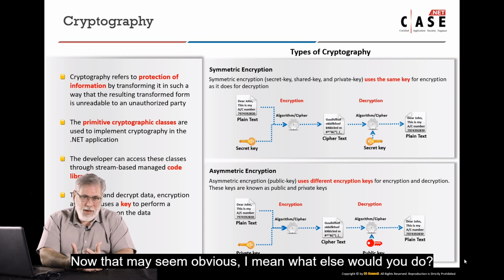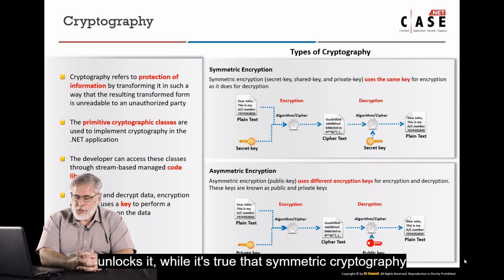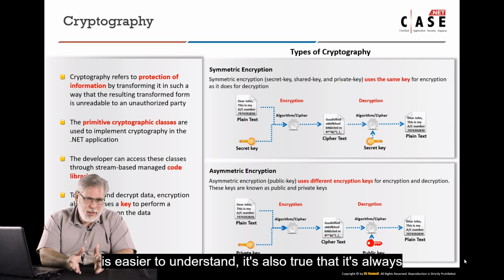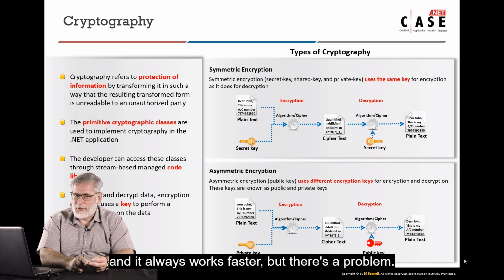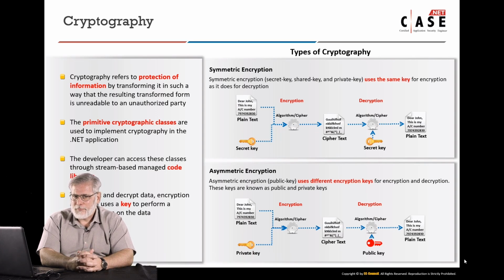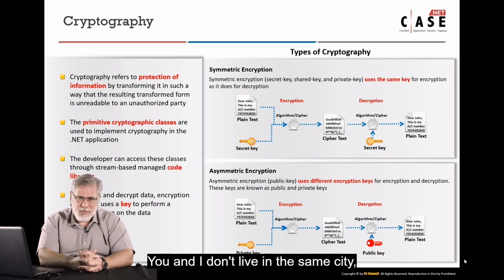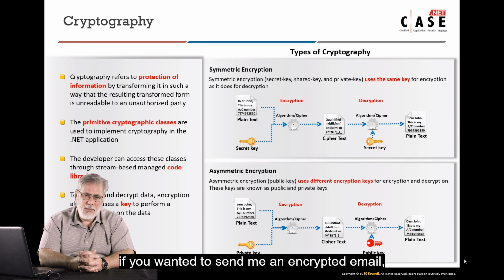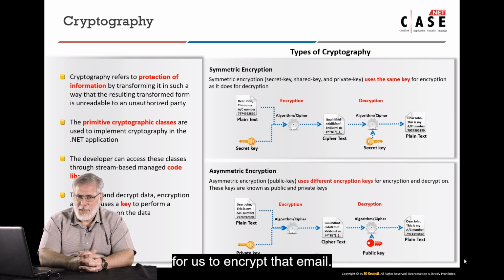Now that may seem obvious. I mean, what else would you do? If I lock my house with a key, well, that same key unlocks it. Well, it's true that symmetric cryptography is easier to understand. It's also true that it's always as secure as the asymmetric, but with a smaller key, and it always works faster. But there's a problem. How do we exchange that key? You and I don't live in the same city. If you wanted to send me an encrypted email, there's no good way for me to get you a key for us to encrypt that email.